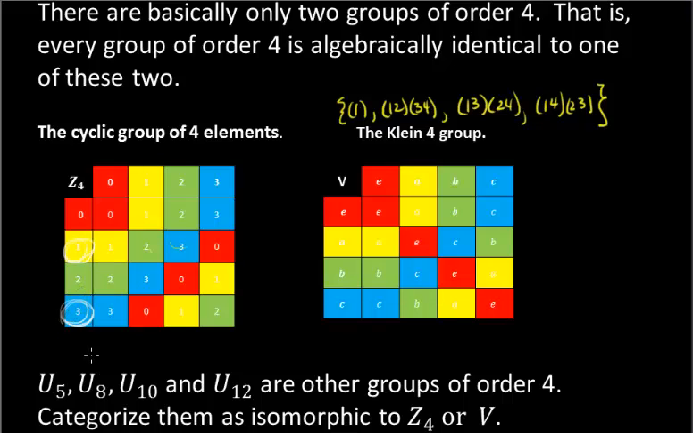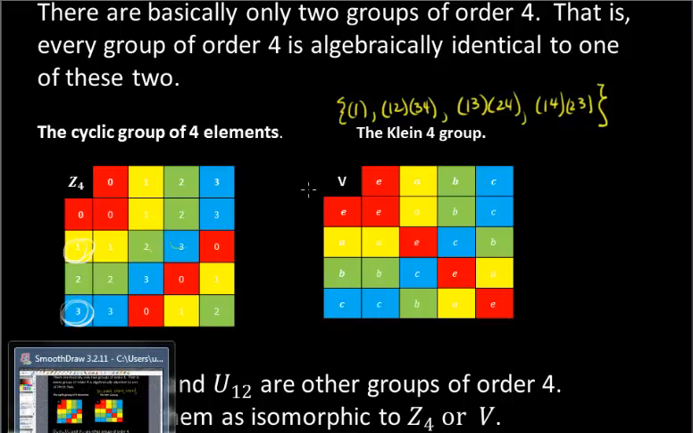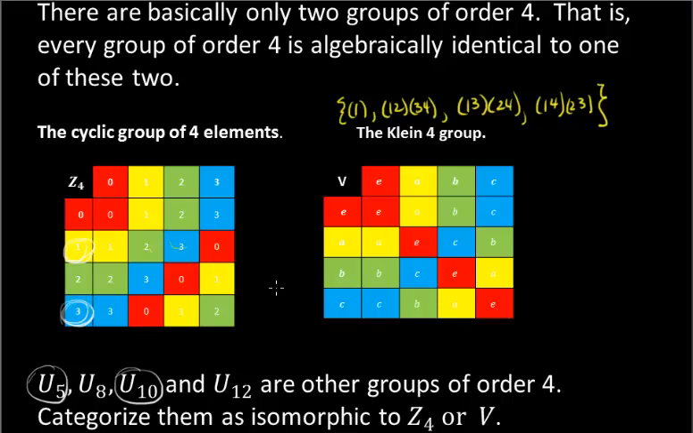So we have 2 generators, and you will find, let me just tell you the answers, but I think you should put it on pause now and make sure you can do this. U5 and U10 are cyclic, and U8 and U12 are isomorphic, or the same group as the Klein 4 group. You should be able to find both generators of U5 and both generators of U10.